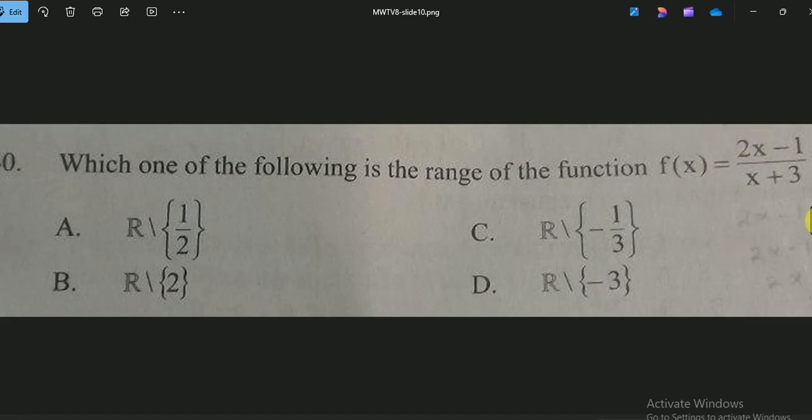Because the range of f means the domain of the inverse.